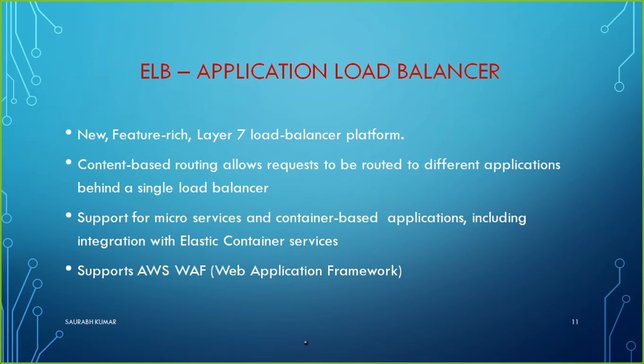So now let's see some more detail about it. When we talk about ELB, first of all, it is a new thing, and it is feature rich. It has so many features inside of it, and it is an example of a layer 7 load balancer platform. Next, it provides content based routing, which allows requests to be routed to different applications behind a single load balancer. So we can use a single load balancer to have multiple different applications there. It also supports microservices and container based applications, including integration with Elastic Container Service, like the way I was talking about containers, Docker and all. And it also supports WAF, the web application firewall.